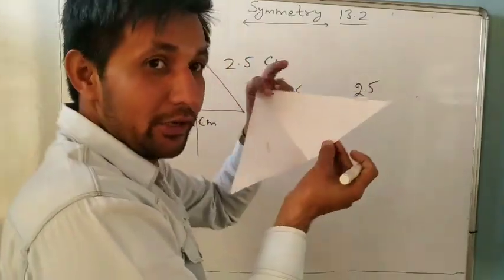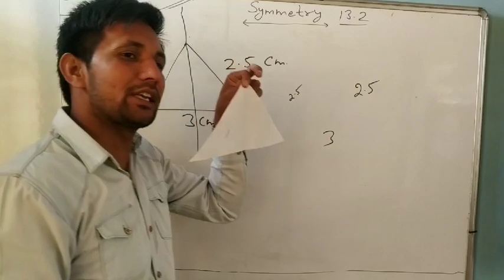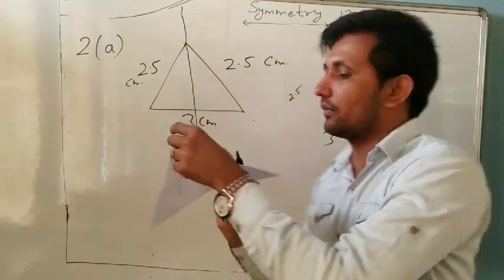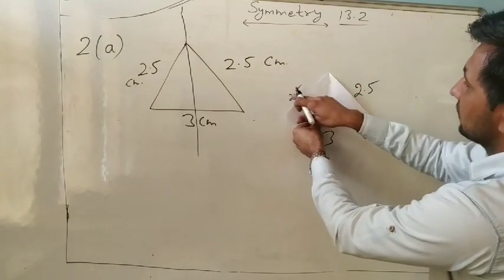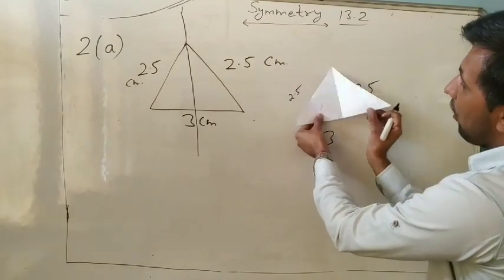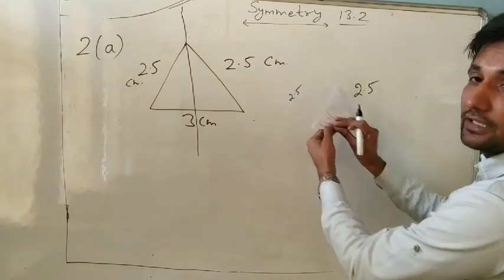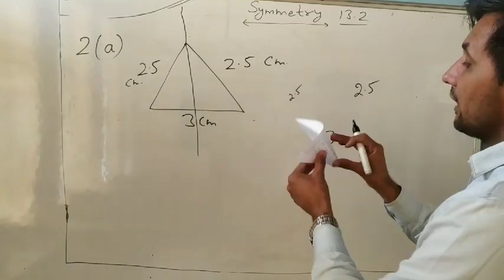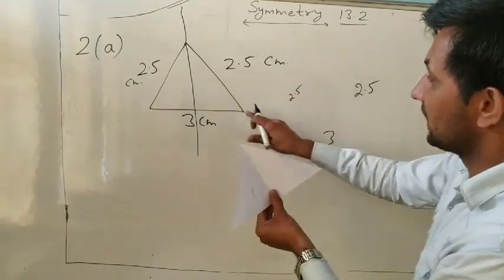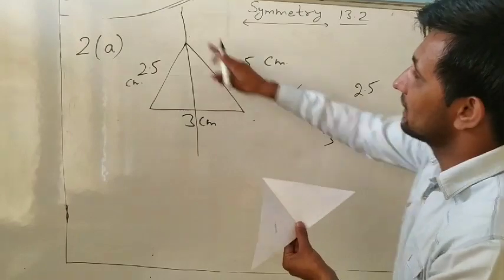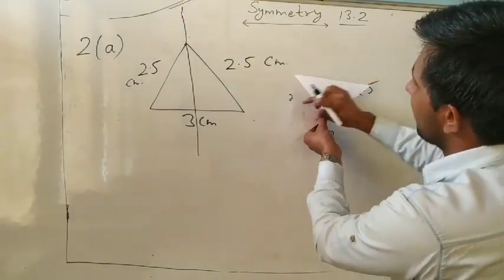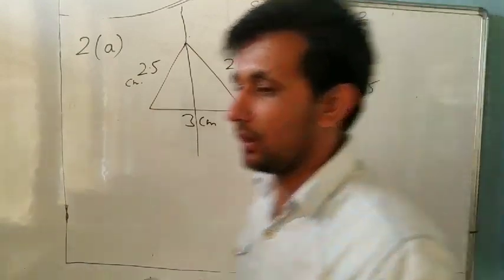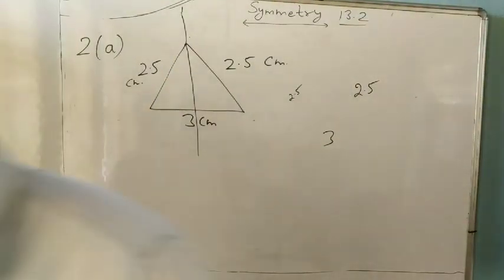You can cut an isosceles triangle yourself and check. We take the two equal sides, this one and this one are equal. When we fold, they cover each other. It is a line of symmetry. Now we will check from this side. You will say, sir, it is a line of symmetry, that's okay, but can we check it from this side? Yes, I'm checking from this side also.